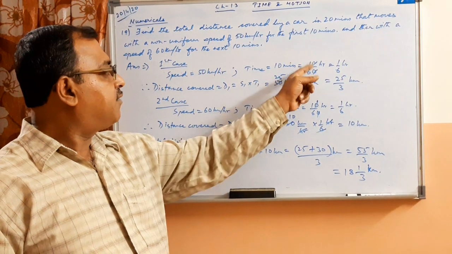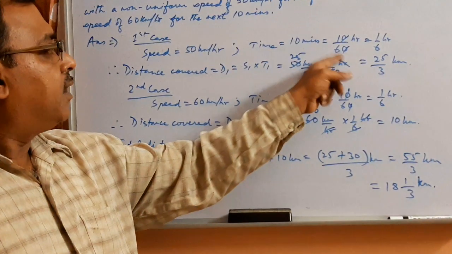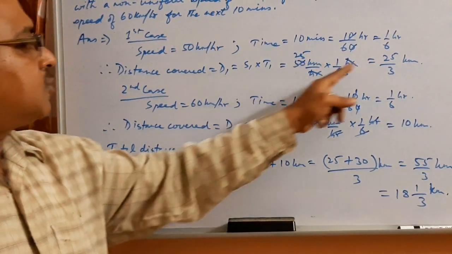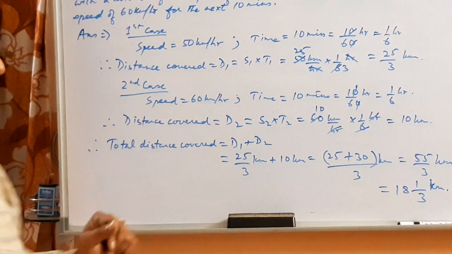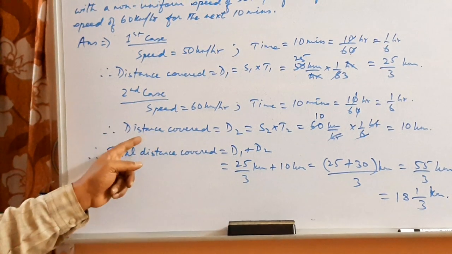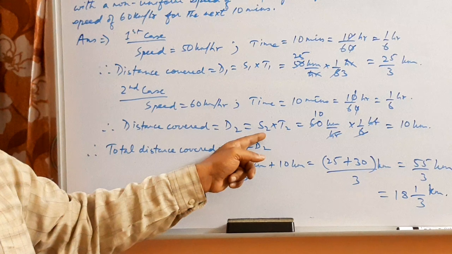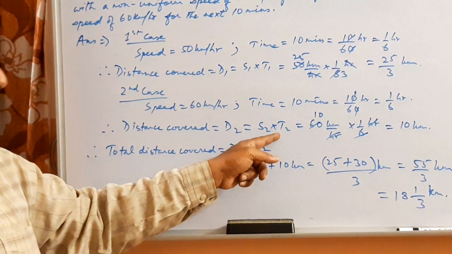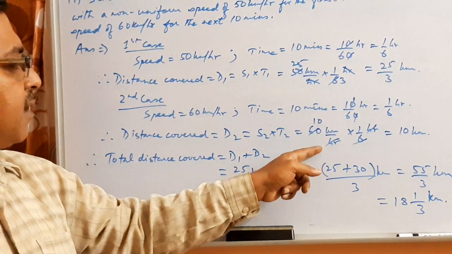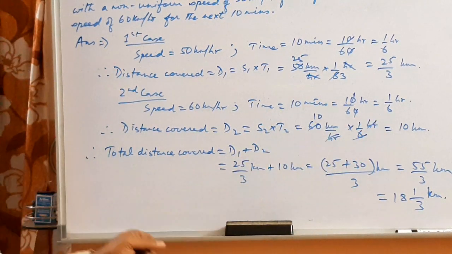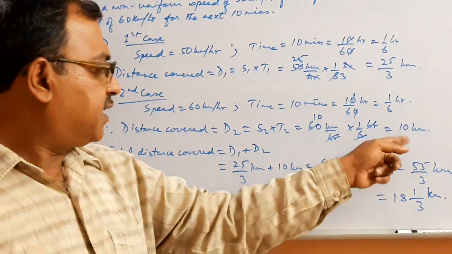So 50 km per hour into the time. 10 minutes has been converted into hour, 10 by 60 hour, that is 1/6 hour. So it comes to 25 by 3 kilometers. Similarly, in the second case, distance covered will be s2 into t2, where s2 is the speed in the second case, t2 the time in the second case. Speed is 60 km per hour in the second case, time is same, 1/6 hour. So here it comes to 10 km.